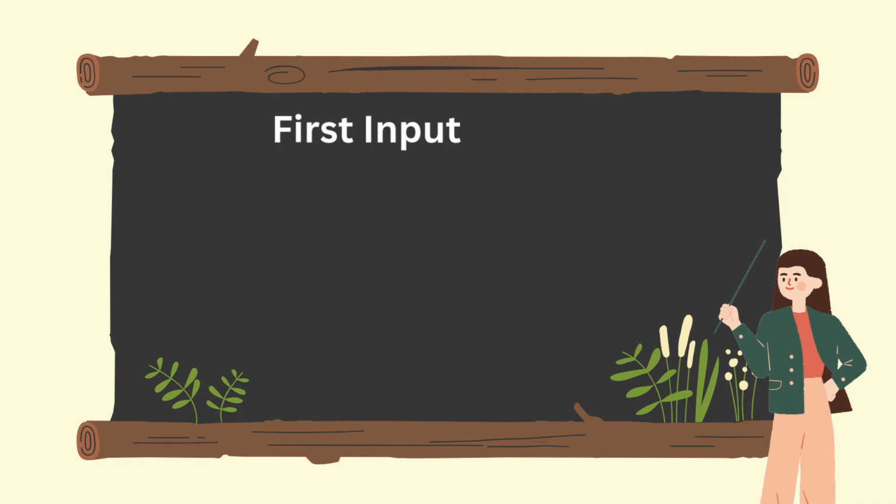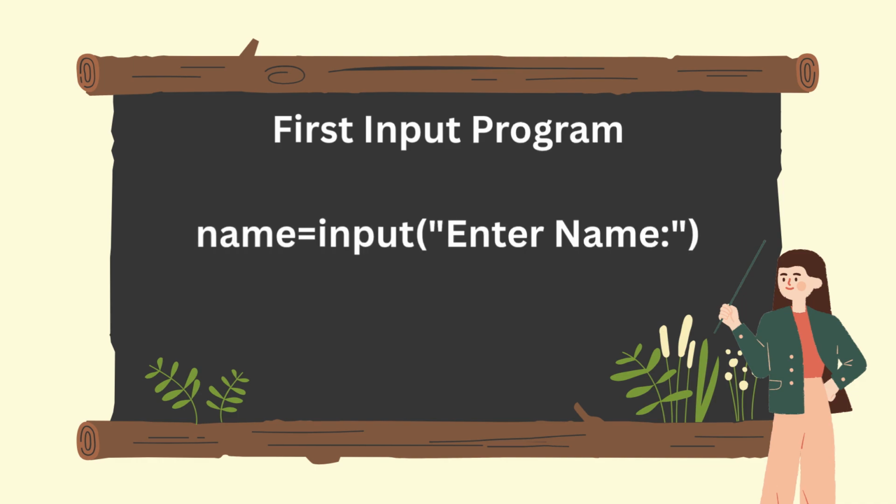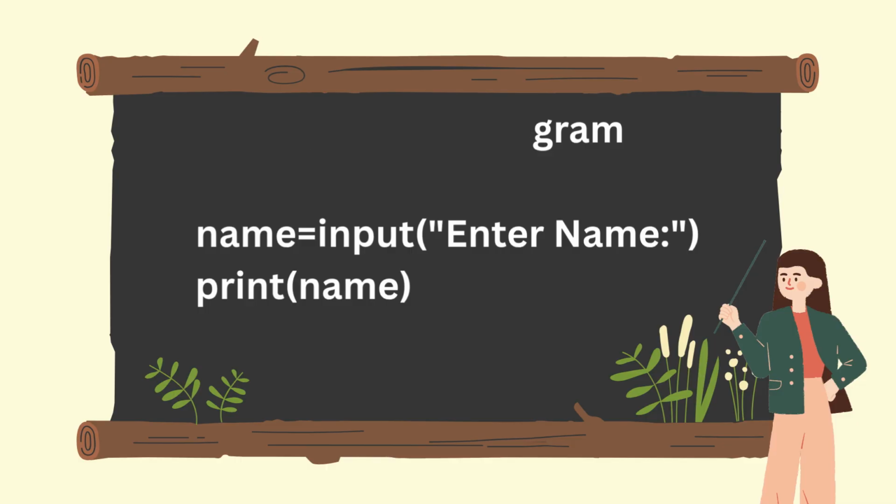Let's write our first input program. name = input("Enter your name"), then print(name). Suppose the user enters Rahul. The output will be Rahul. Whatever the user enters is displayed on the screen. This is the simplest input program in Python.